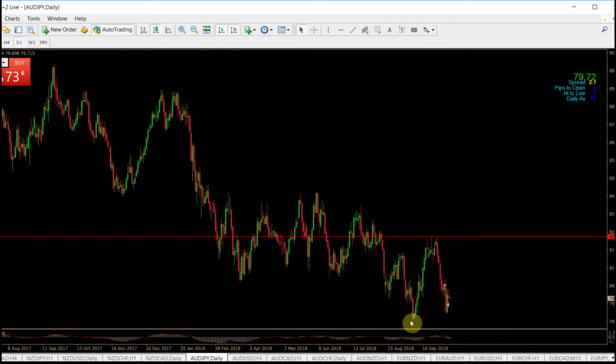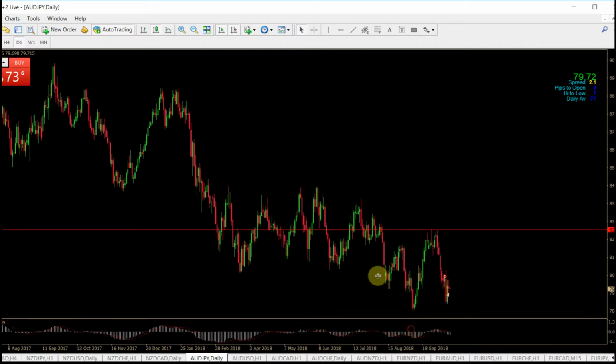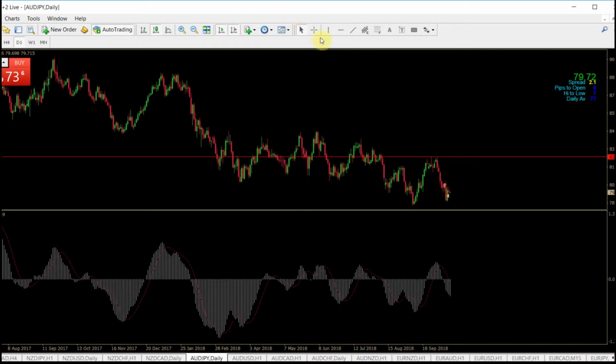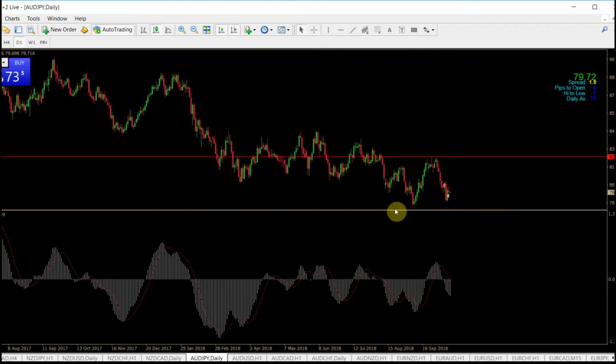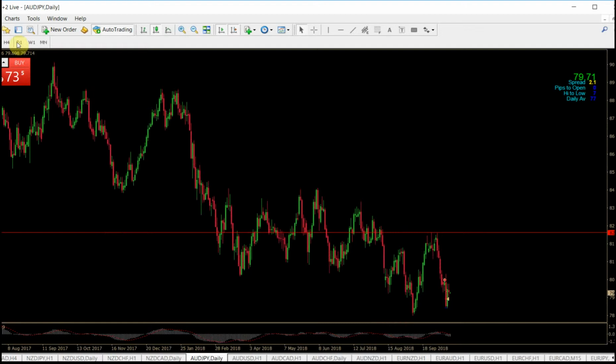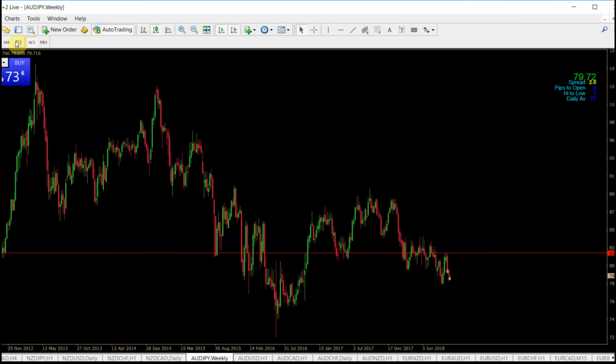We did make a new low right here. Okay, so let's bring up the MACD. And we did make a new low on the MACD. So I'm still looking for this to continue down, although I'm not as confident as I was with the Aussie Swiss. And here we are on the weekly chart. And I could see this maybe nearing the end of this trend.